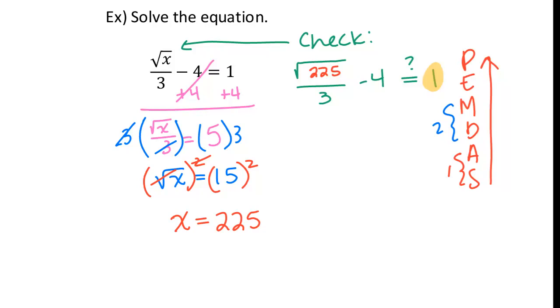Remember, do not do anything to the 1. Like, don't go add 4 and then multiply by 3. You don't want to do that, okay? You want to leave it alone and then see if it'll equal it at the end.